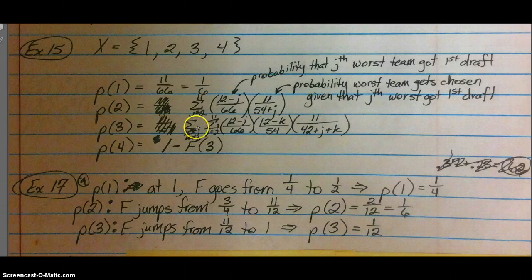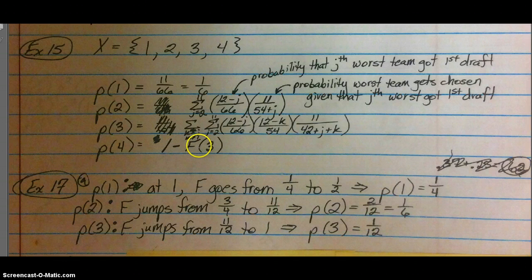So except for those two, we're going to go through all the possible teams. Now, probability of 4 would be really complicated. We'd have a triple summation, except that we realize these are the only possible values of x. The probability of each of them, when we add them up, has to equal 1. And so we can take 1 minus F.